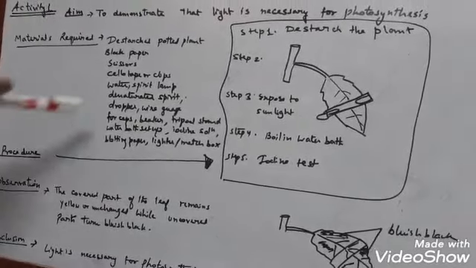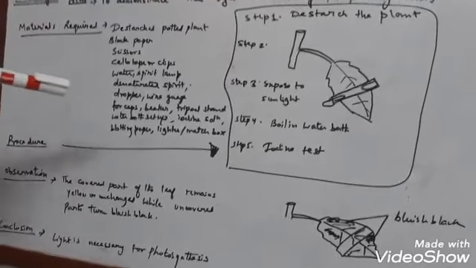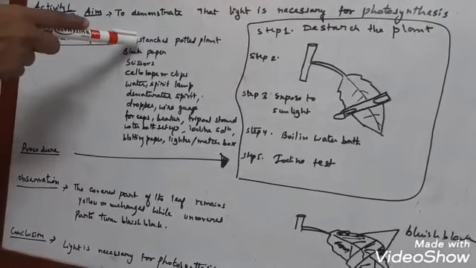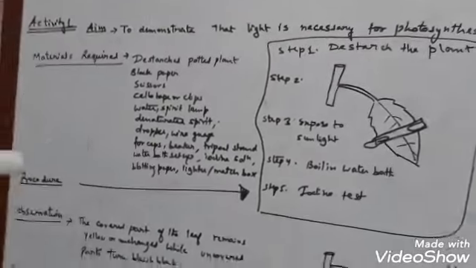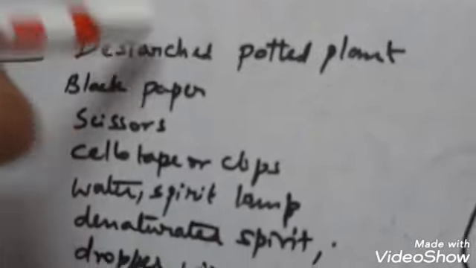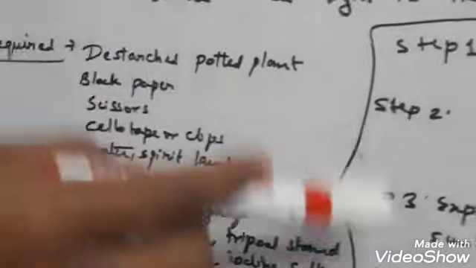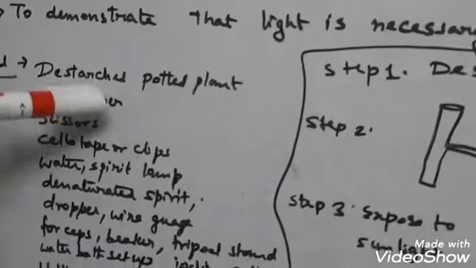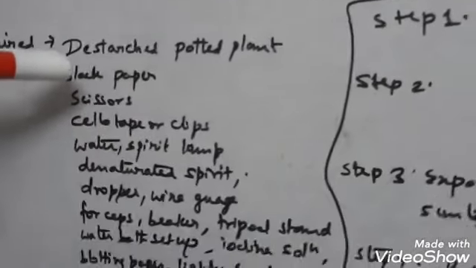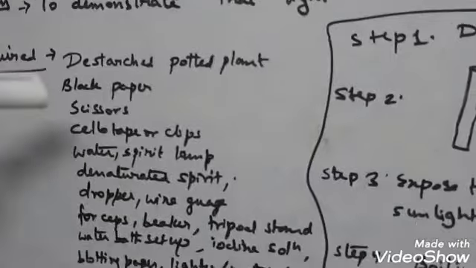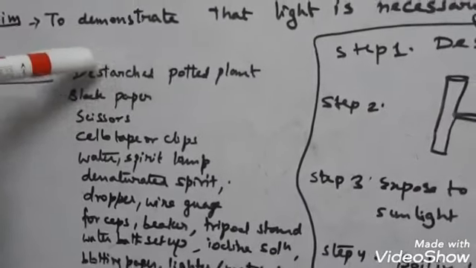And then comes the procedure. Now before going to the procedure, I would like to tell you about destarching. So what is destarching? Destarching means, before you carry on the photosynthesis activity, you have to keep the potted plant in a dark room. Now how long you are going to keep the plant in the dark room and why, that I am going to describe.